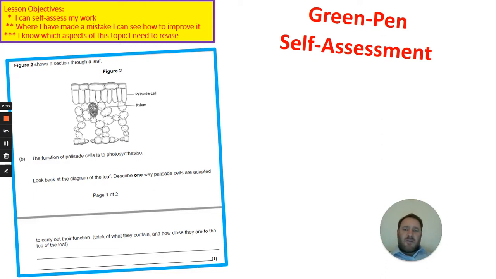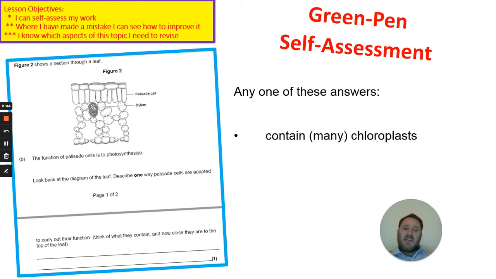So if you've ever picked up a green leaf from a tree, you'll notice that one side is dark green and the other side is pale green. And the dark side is what faces the sun. That's the top layer of the leaf. So your answers, how are Palisade cells adapted? You could say they contain many chloroplasts, and that kind of makes sense. You want them on the top of the leaf, because that's where they're going to do all the photosynthesis. There's no point having all the chloroplasts on the bottom side of the leaf, because it's not going to face the sun and it won't do photosynthesis.